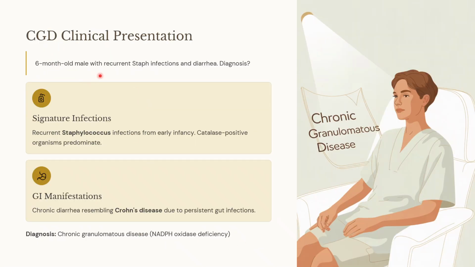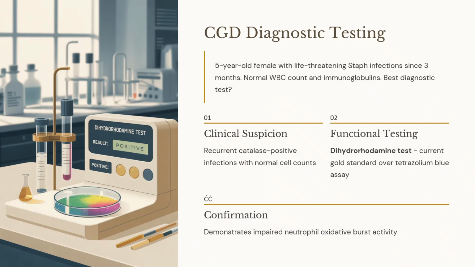So, a 6-month-old male with recurrent staph infections and diarrhea, what is the diagnosis? Recurrent staphylococcus from early infancy, it is a catalase positive organism. Diarrhea can be because of the catalase positive organisms. It can mimic Crohn's disease. So there is a clinical test for it. Dihydrorhodamine test. It is the current gold standard over the nitroblue tetrazolium assay. This demonstrates impaired neutrophil oxidative burst activity.